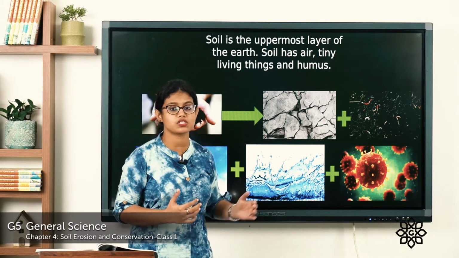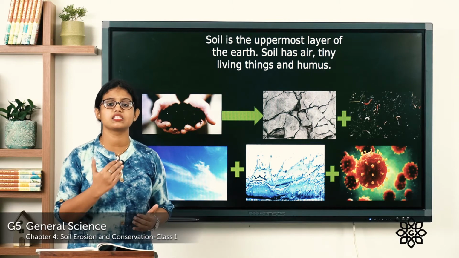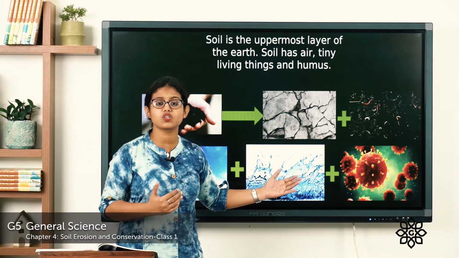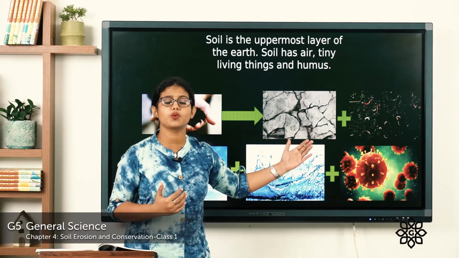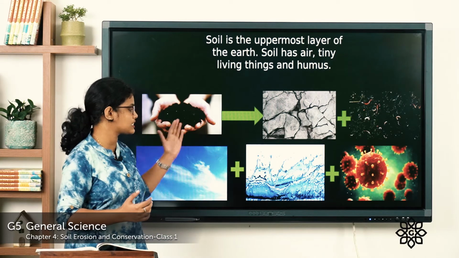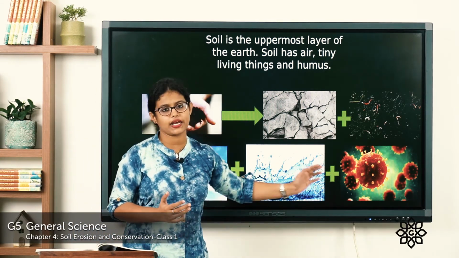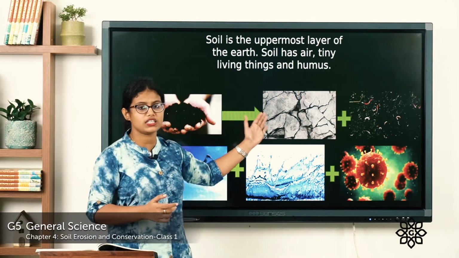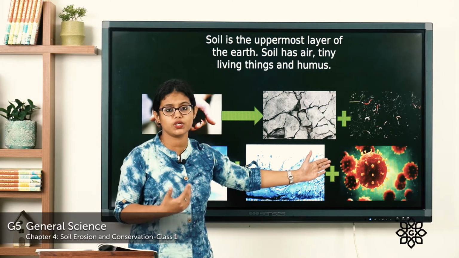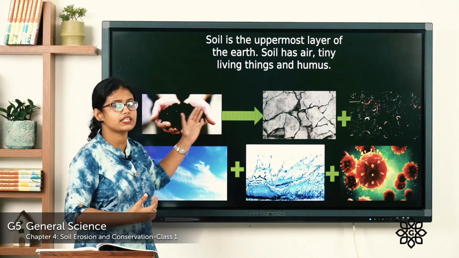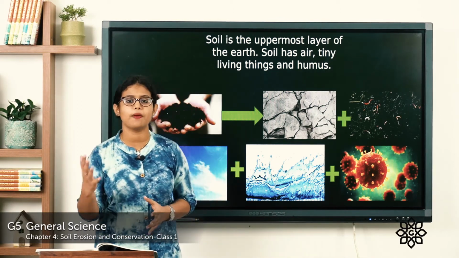Even it has humus. You know what is humus? Humus means dead remains of plants and animals, and it makes the soil fertile and it even keeps the soil wet for a long period of time. Then it has air, water and living organisms like bacteria. So the soil contains broken rocks, dead remains of plants and animals which we call humus, and it has air, water and tiny organisms like bacteria.